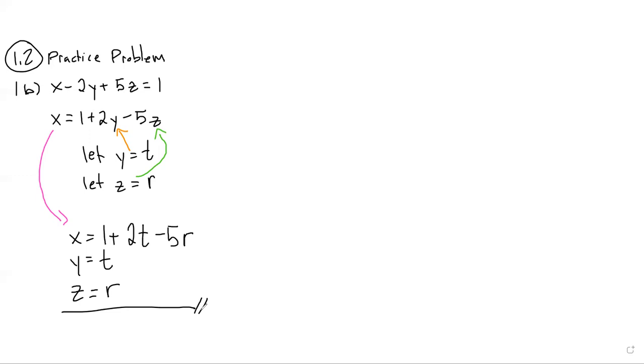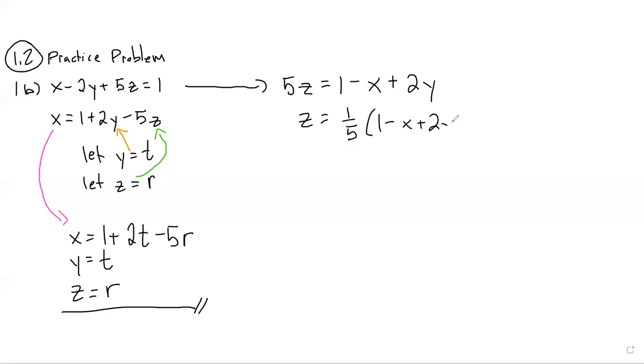I could have, again, written this differently. I did say before x could be free. We could alternatively find a solution, and I'm not going to finish it, but we could do something like, say here, 5z equals 1 minus x plus 2y. And so z equals 1/5 of 1 minus x plus 2y. And then now in this structure, my x and my y are free. And z depends on them.